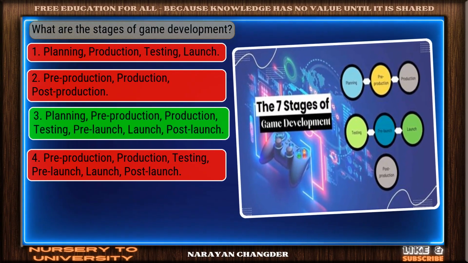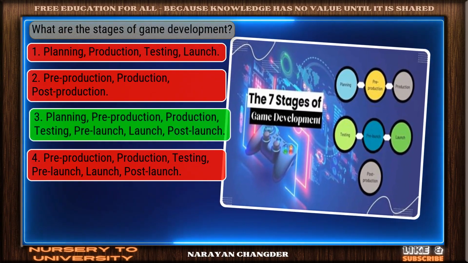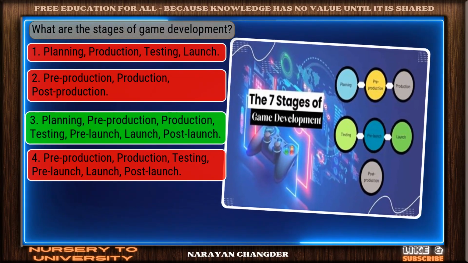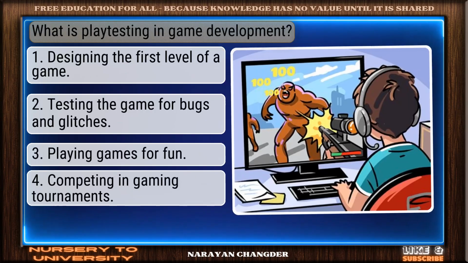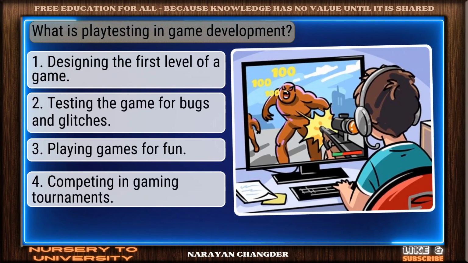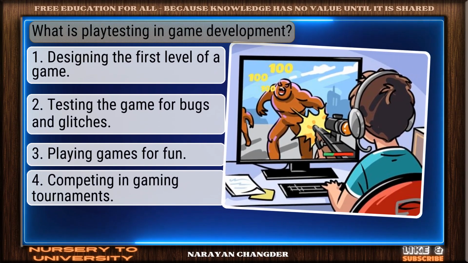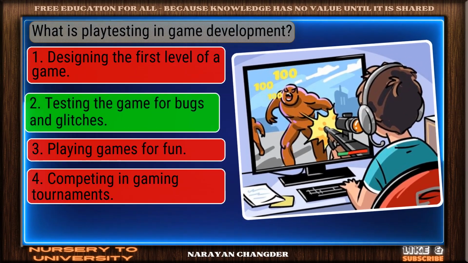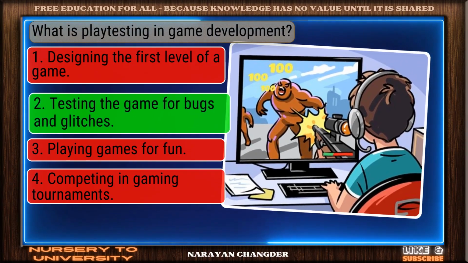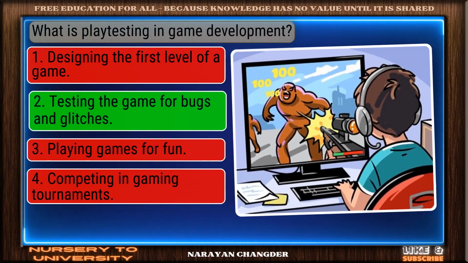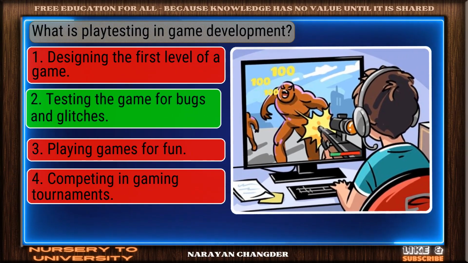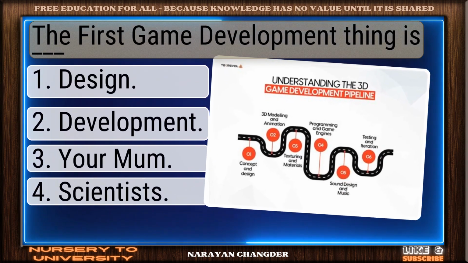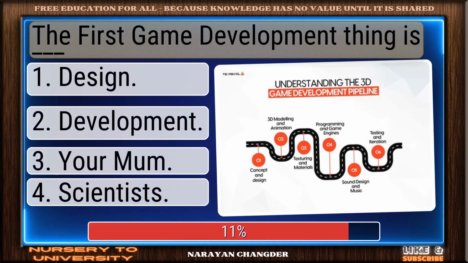Correct response. Planning, pre-production, production, testing, pre-launch, launch, post-launch is the most accurate answer. Question number 46. What is playtesting in game development? Sharp thinking. Testing the game for bugs and glitches is the right choice. Question number 47. The first game development thing is dash.